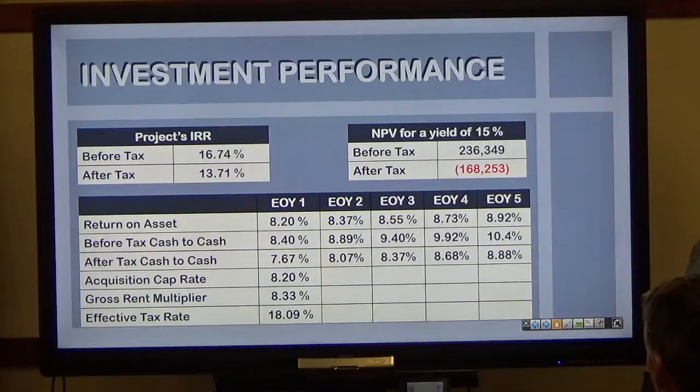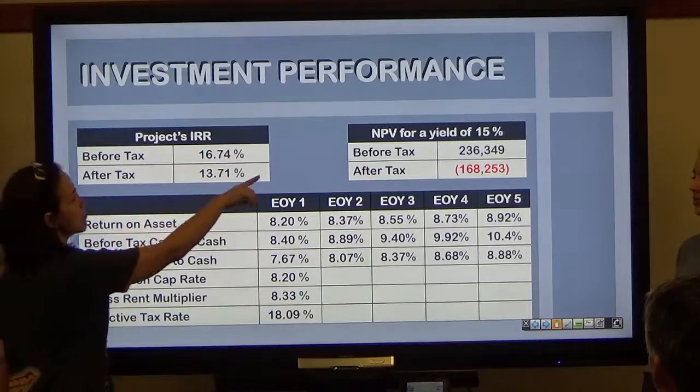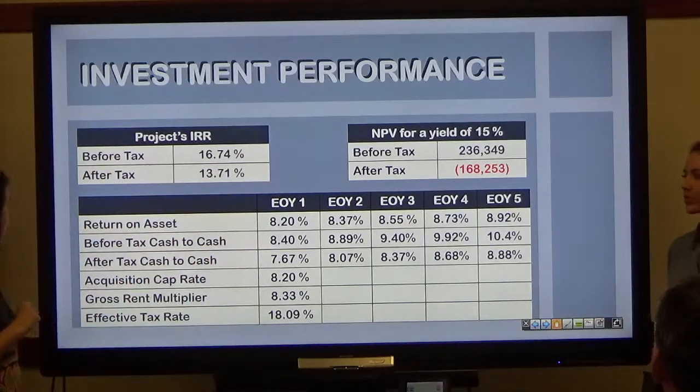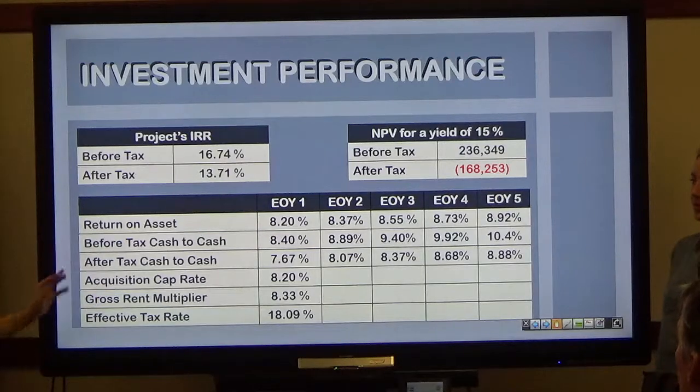Then investment performance: your IRR before and after tax, and the net present value, which shows how much more or less you will have to pay to achieve the 15% rate of return, and the performance ratios below. There is no calculation description again. We didn't explain how we got those numbers. We just present them. That was the goal of our project: present numbers in a clear way, but not get into details.